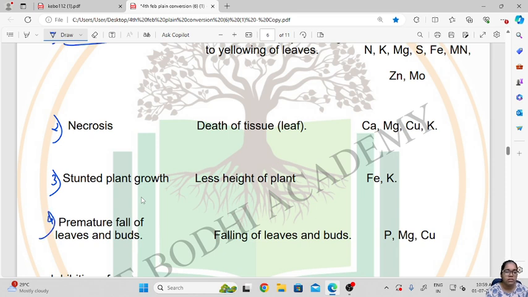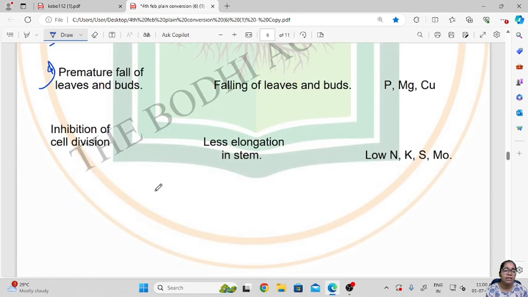Then the fourth disease, that is premature fall of leaves and buds, that is the falling of leaves and buds. So this is the symptom, that is the leaves and buds are falling, they become weak and they fall. It is due to the lack of the minerals, that is P, Mg and Cu.